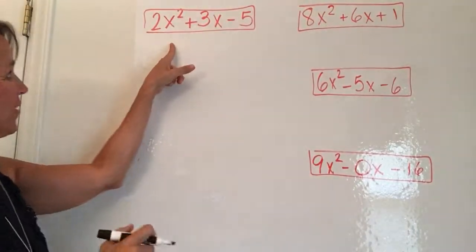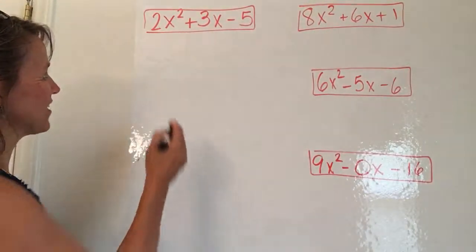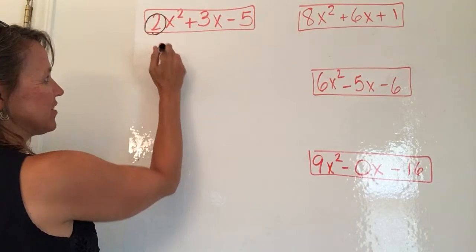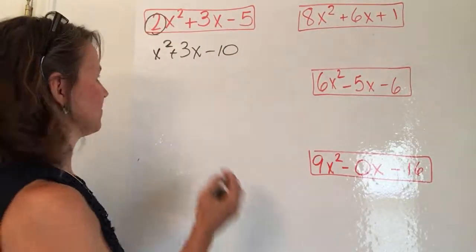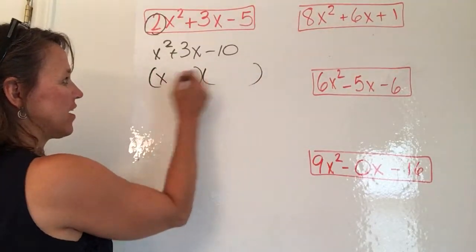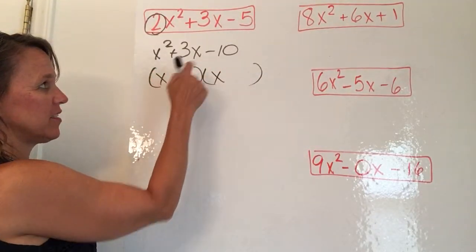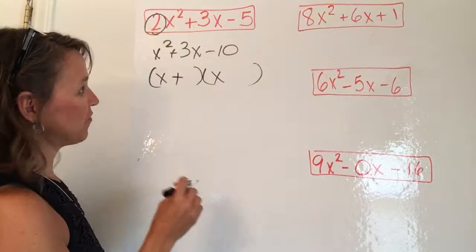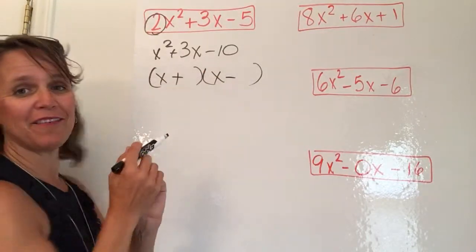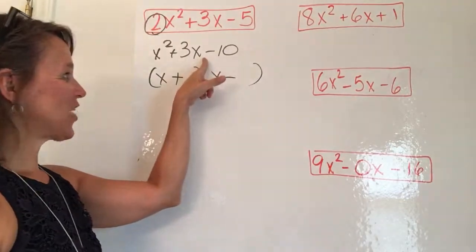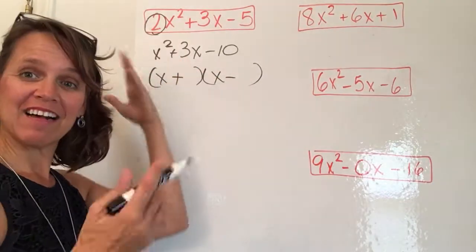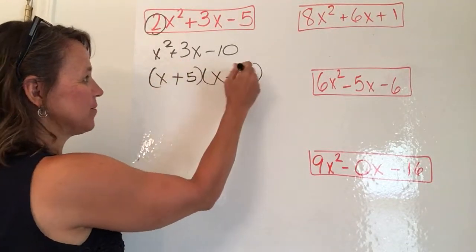Okay, look at this one up here. We have 2x squared plus 3x minus 5. So I'm gonna take the 2, multiply it times the end: x squared plus 3x minus 10. Factor this, so x, the first sign is positive. The second one is different from the first. So that's positive, this will be negative. Two numbers that multiply to give you 10, that subtract to give you 3: 5 and 2, put the bigger one first.